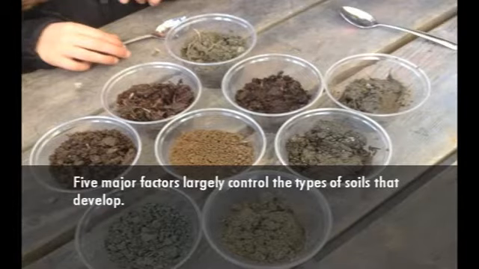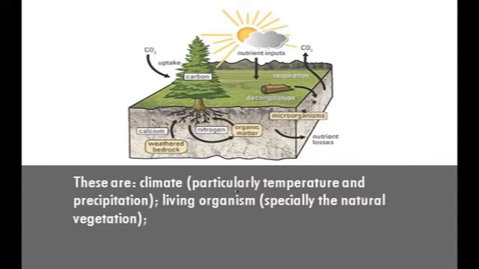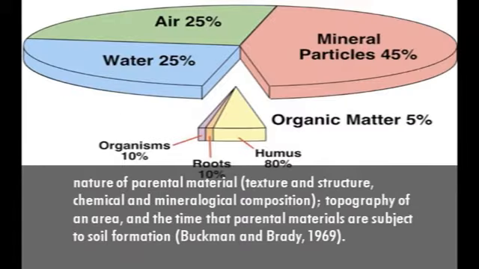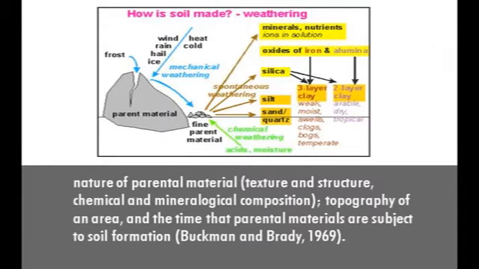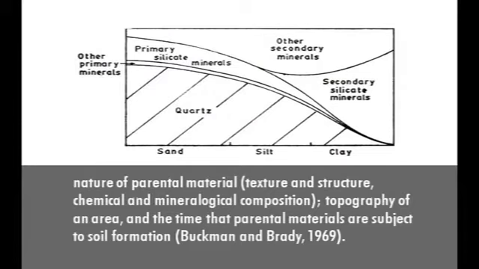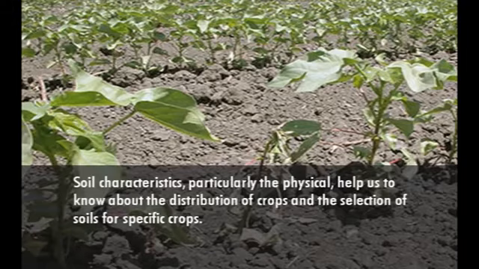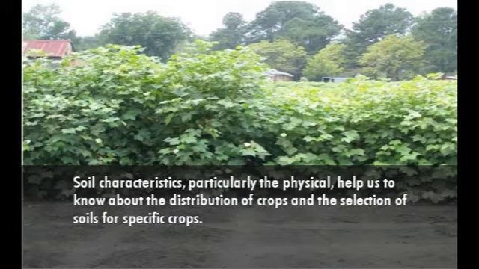Five major factors largely control the types of soils that develop. These are climate, particularly temperature and precipitation; living organisms, especially the natural vegetation; nature of parental material, texture and structure, chemical and mineralogical composition; topography of an area; and the time that parental materials are subject to soil formation (Buckman and Brady, 1969).